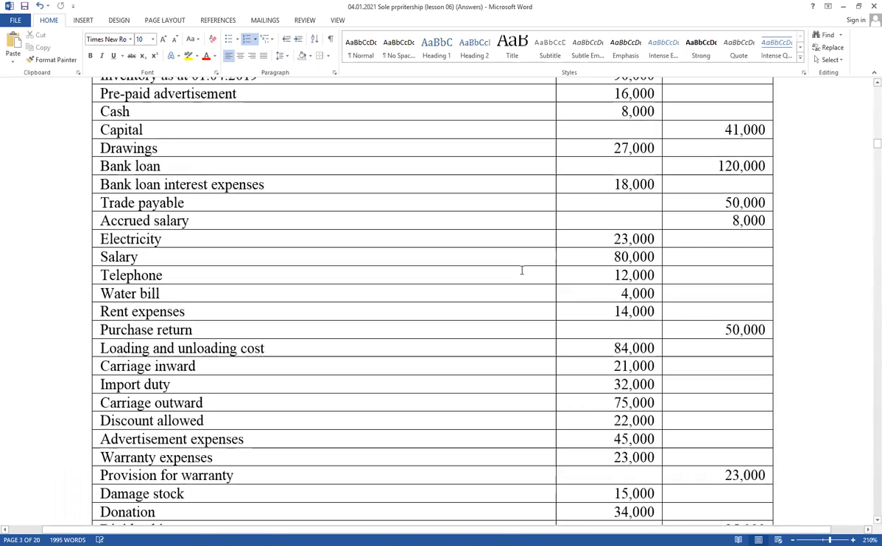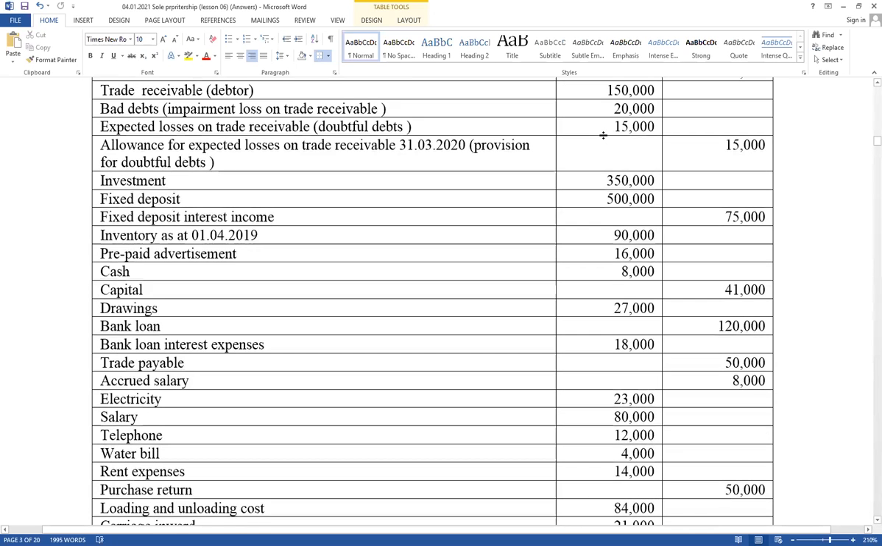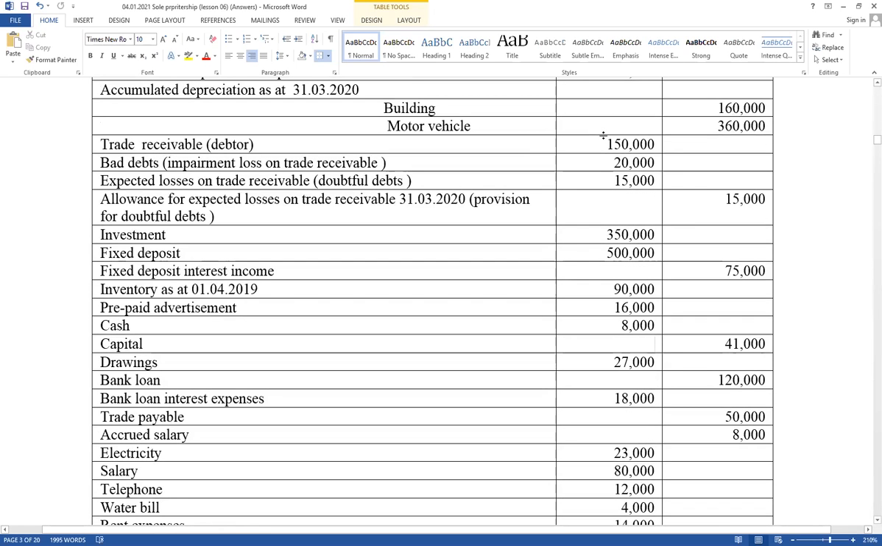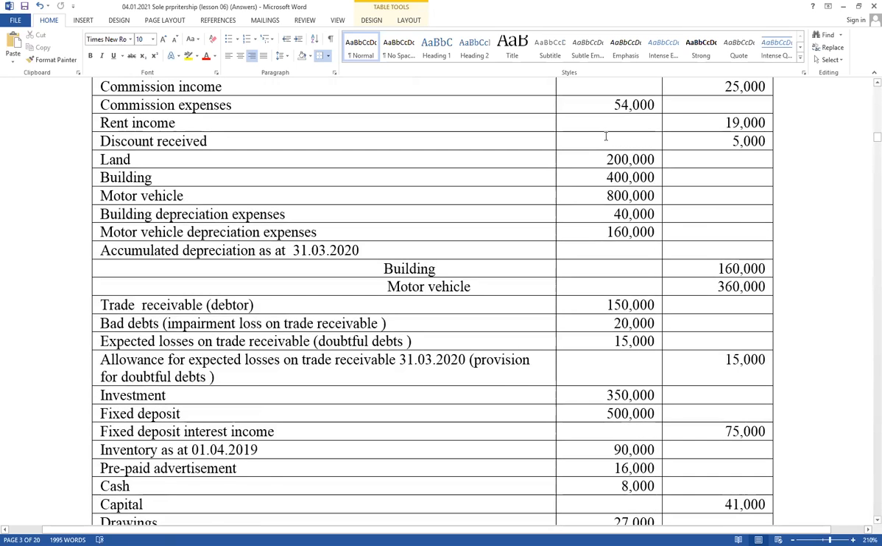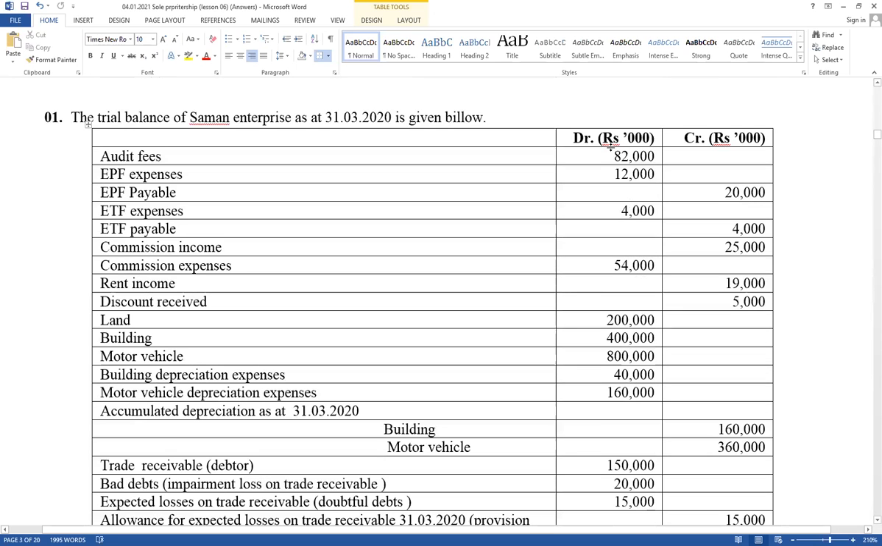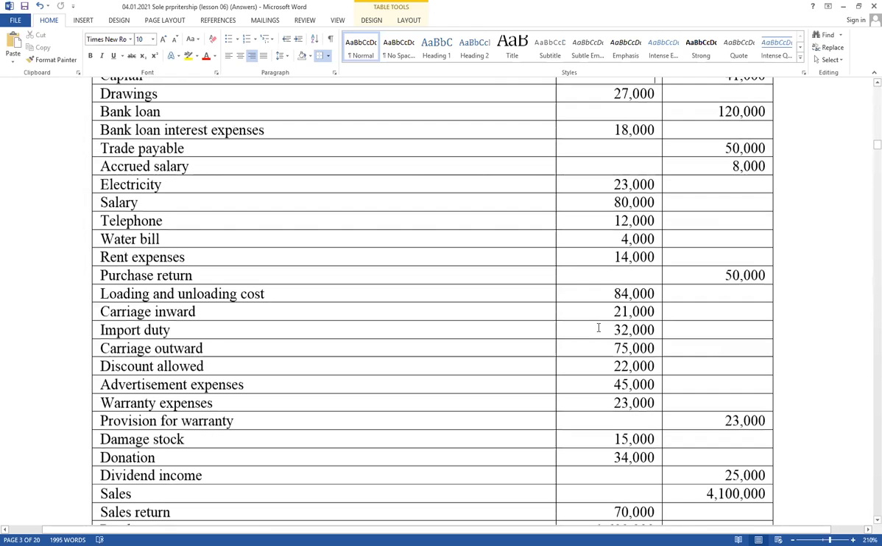Think about the general ledger. We have to record information by using the double entry system. By closing the ledger accounts, you prepare the trial balance also. Now the trial balance is given. In accounting, we are going to provide information, so we have to prepare financial statements. Therefore, now I am going to discuss how to prepare financial statements based on the trial balance. Additional information is also given.